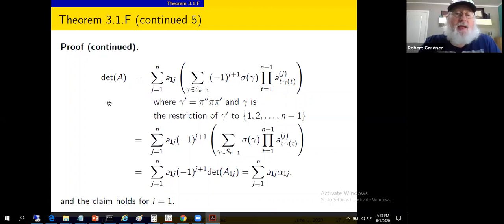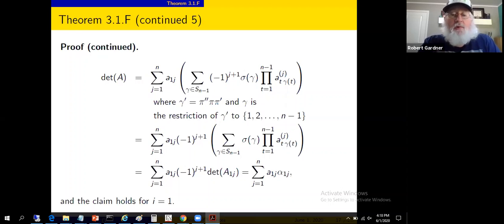And it equals, we got into this mess by starting with the determinant of A. So the determinant of A equals this thing here. That claim was equation 5.1. That equation holds when i equals 1. Okay, so that's the bulk of the work in this thing.